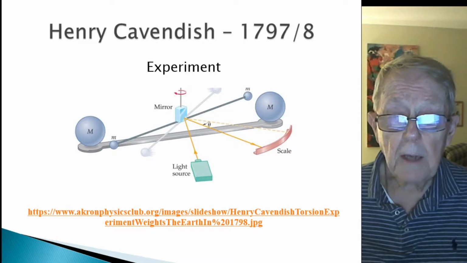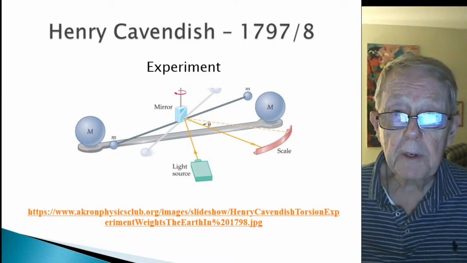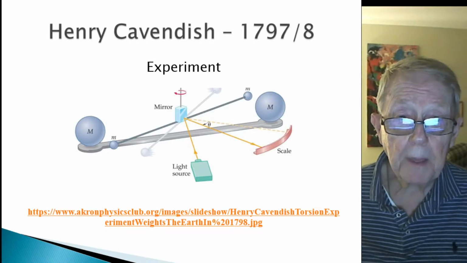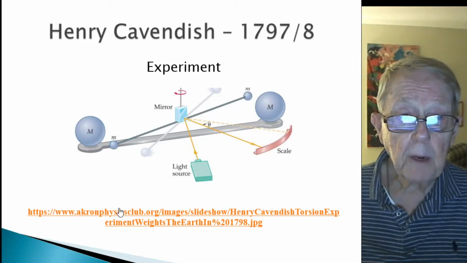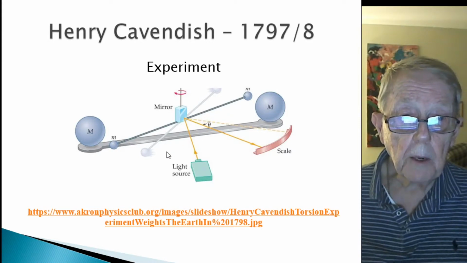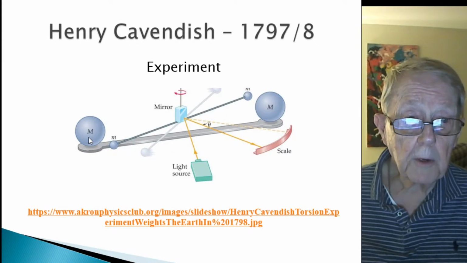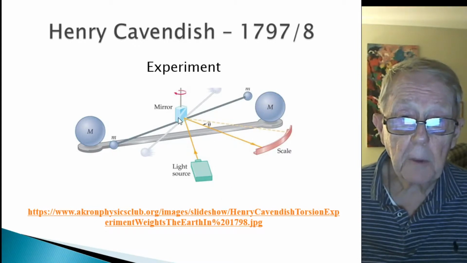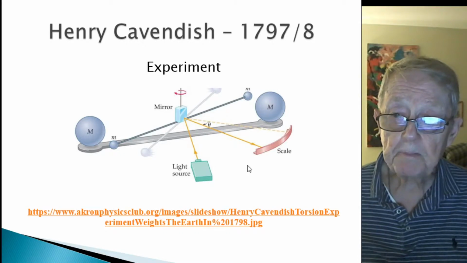Well, the constant itself wasn't determined until 1797-98 by Henry Cavendish, who did this experiment where he measured the rate of acceleration between these two, the small ball and the large ball. He did it by shining light on a mirror and measuring that deflection over time.